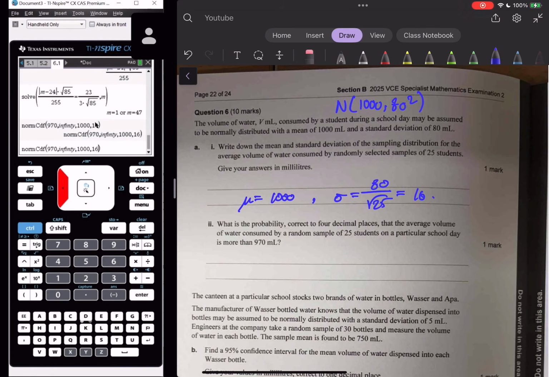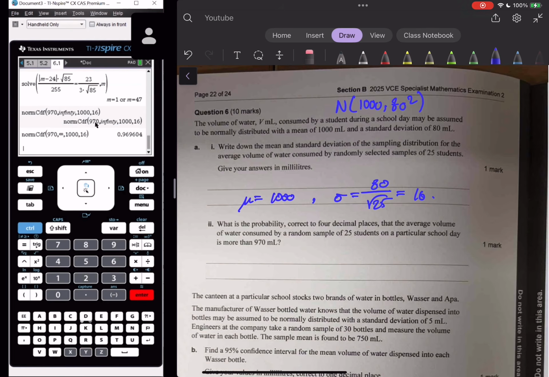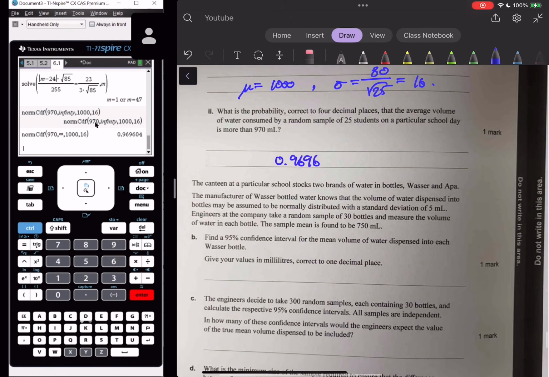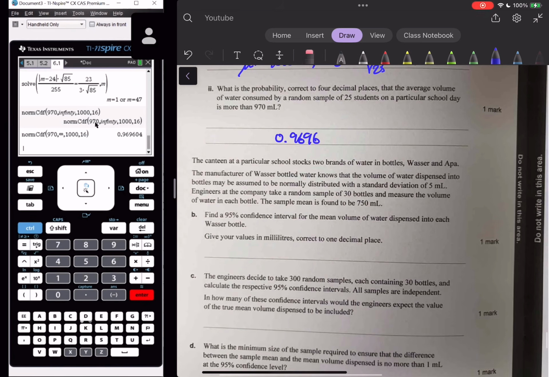On the card should be infinity. Maybe I just spelled infinity wrong. Infinity, there we go. 0.9696, correct to 4 decimal places. So 0.9696.